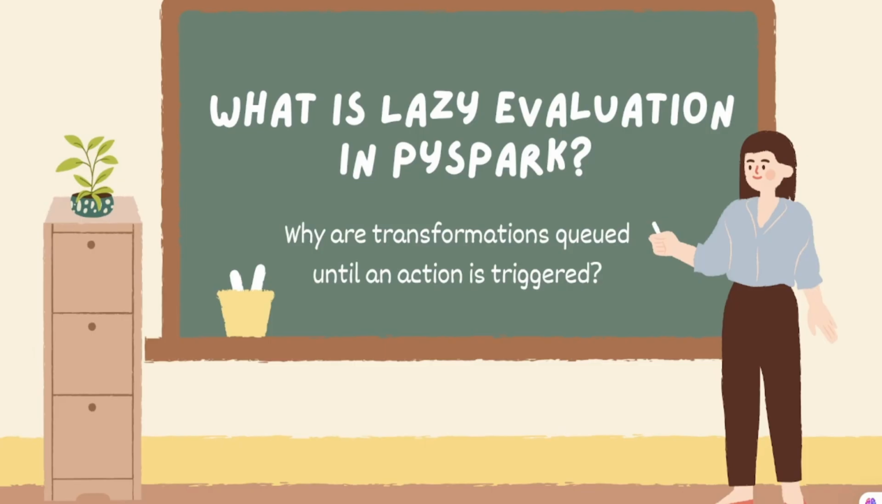Instead of running every step the moment you type it, Spark waits, builds a plan, and executes everything in one go when you actually need the result. This smart approach is known as lazy evaluation. So, we will learn what lazy evaluation is, why Spark uses it, the difference between transformations and actions, and finally, we will walk through a code example and DAG visualization to see how it works in practice.